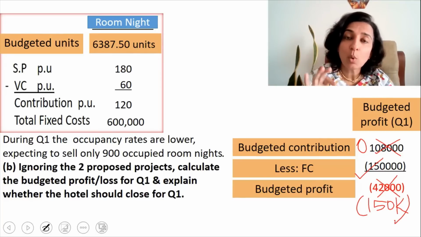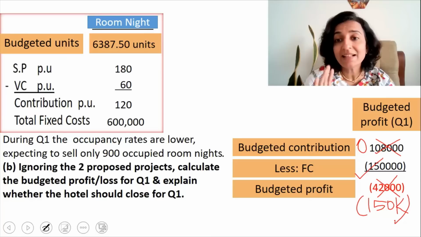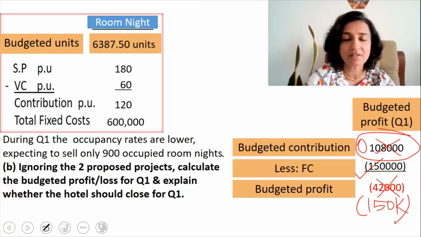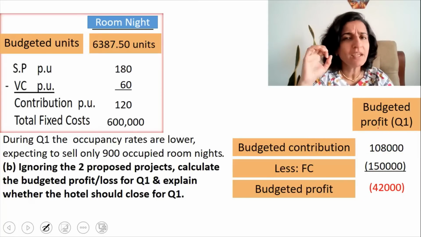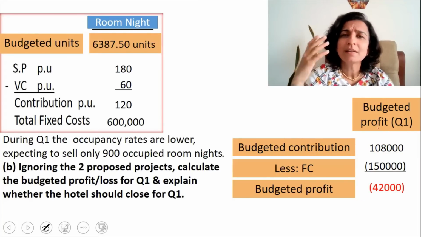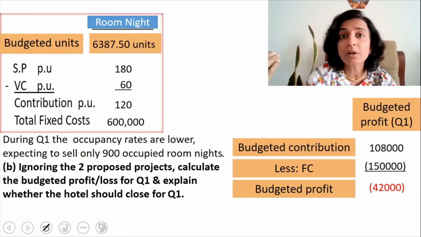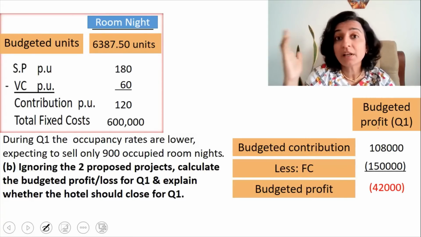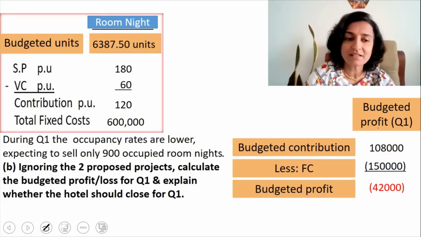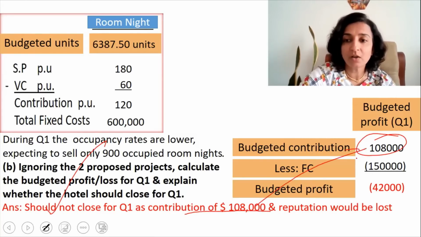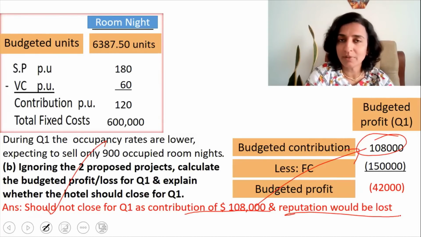So what is better? It is better to open it for Q1 because else we will lose the budgeted contribution of 108,000. And there is one more consideration that we have to take. If a hotel closed down for the first quarter, then what will be the reputation of the hotel in the market? That is, it is a hotel which closes down occasionally. That is, it is not a reliable hotel. So due to that reason itself, they might lose customers. So the final answer is, Alka Hotels should not close for Q1 as contribution of 108,000 will be lost and the reputation of the hotel would be lost too.